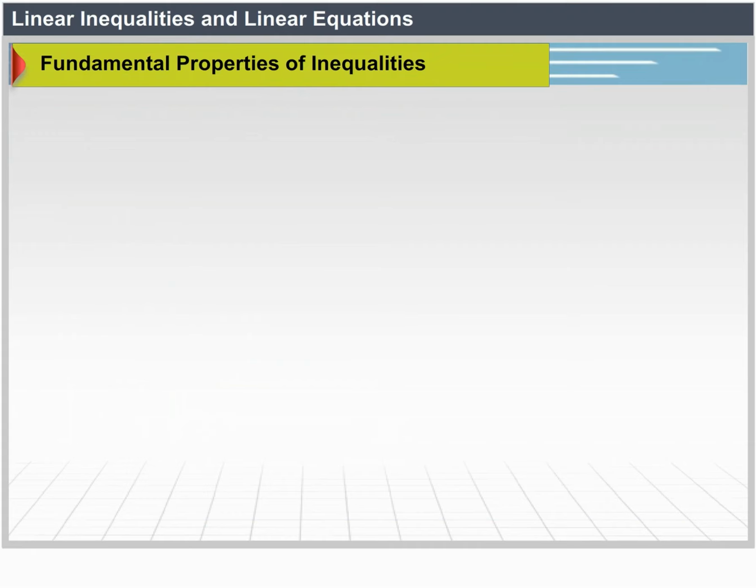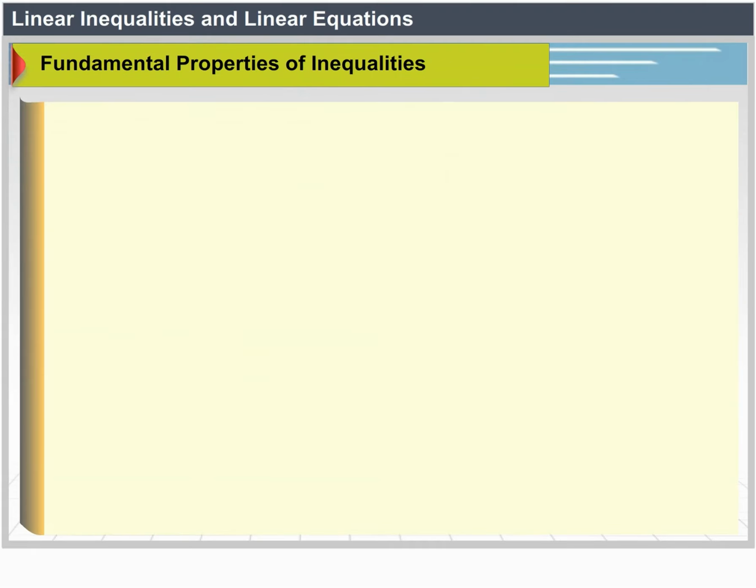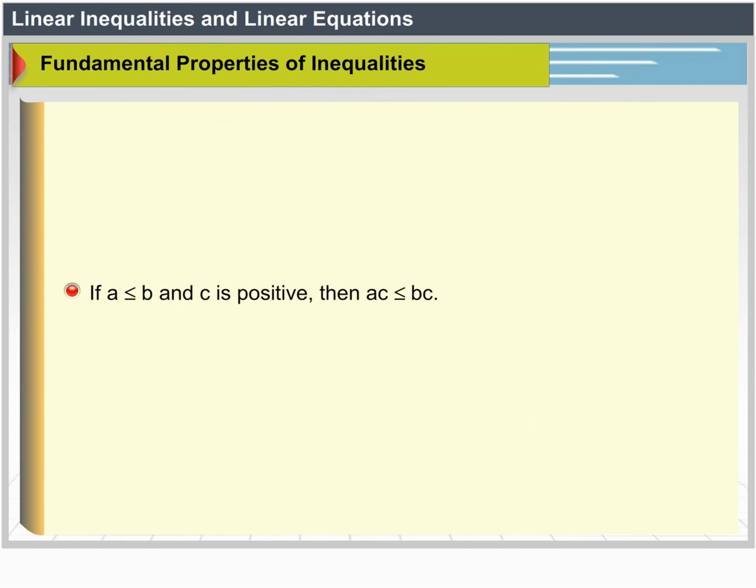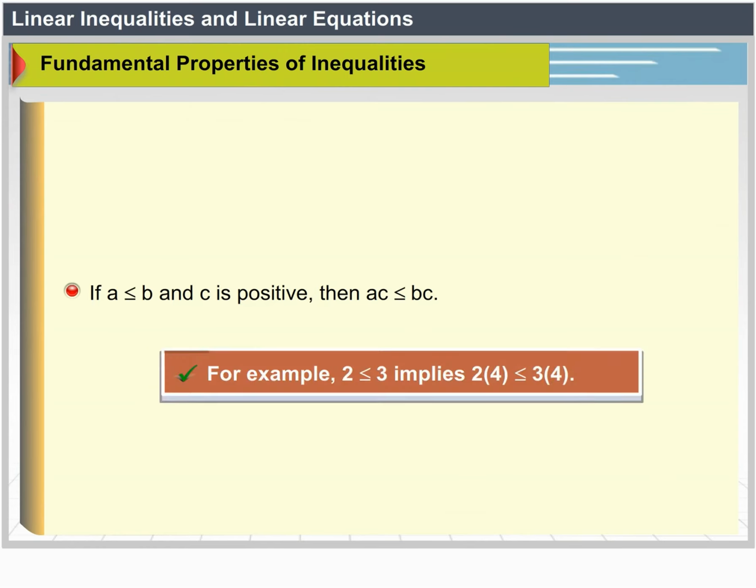Fundamental properties of inequalities. If a less than or equal to b and c is any real number, then a plus c less than or equal to b plus c. For example, minus 3 less than or equal to minus 1 implies minus 3 plus 4 less than or equal to minus 1 plus 4. If a less than or equal to b and c is positive, then ac less than or equal to bc. For example, 2 less than or equal to 3 implies 2 into 4 less than or equal to 3 into 4.